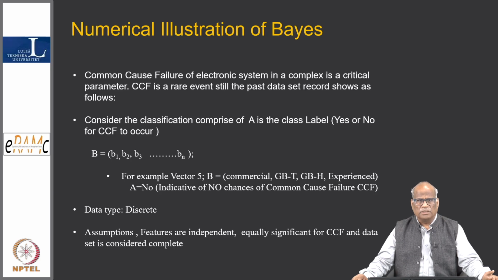Now we go to the Bayes theorem we understood. Let us go to what B1 is. See, now we have common cause failure of the electronic complex critical parameter. Common cause is a rare event. Still, the past data or records show as follows. Consider the classification of A as the class label. That means A is showing you the label, that is the response factor, and B is the matrix that we are trying to use.